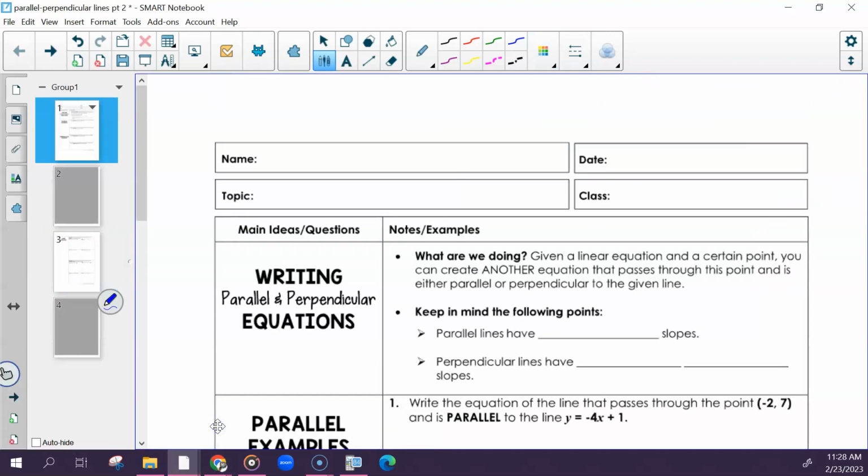Skip the next page. I know that says parallel, perpendicular, or neither. That's something for you to practice on your own if you so choose. Find this page.